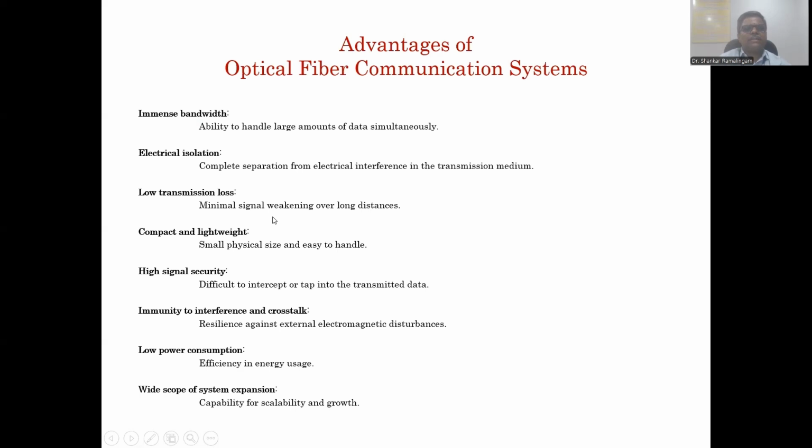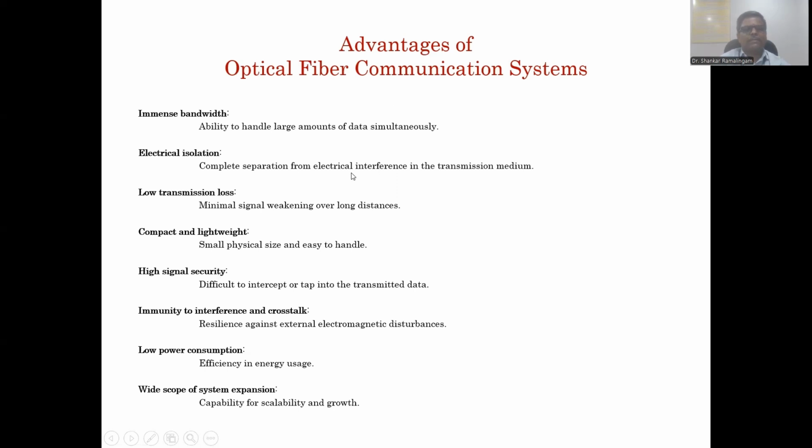There is also low transmission loss. As we know, our light signal is not going to weaken beyond a limit, so there is very low transmission loss, and our optical fiber cables are compact and lightweight. So it is ensuring a lightweight communication system, and high signal security is going to be ensured by the fiber optic communication system. This high signal security means it is either going to give the signal, or it is going to lose the signal entirely, by which we may understand something wrong has happened in the system, right?